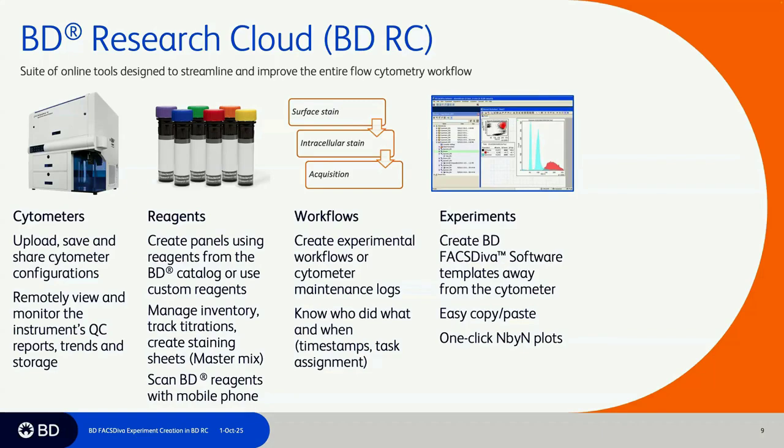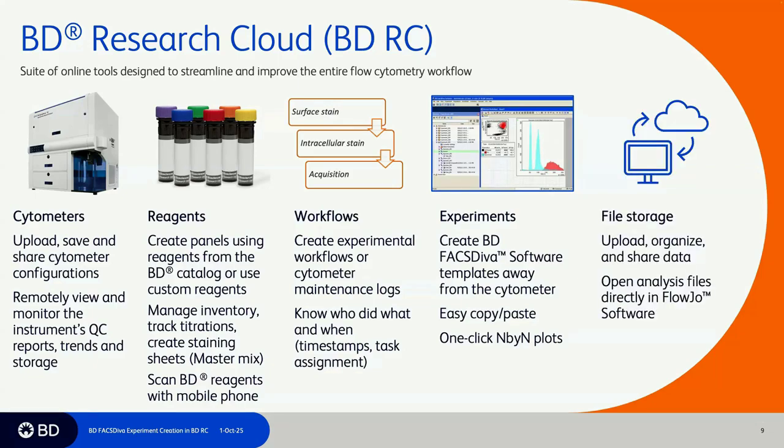There's also some nice features within BD Research Cloud. There's an easy copy and paste section if you have a lot of keywords to add. Of course, we always encourage that you add keywords before acquisition. This ensures that the information in those keywords gets embedded into the FCS file and is always available for you for analysis. Those are never separated from your actual data. There's also one-click N-by-N plots. So you can add multiple plots at once easily in BD Research Cloud. So when you import it into Diva, you don't have to manually create them one by one.